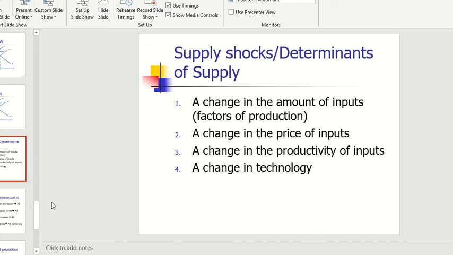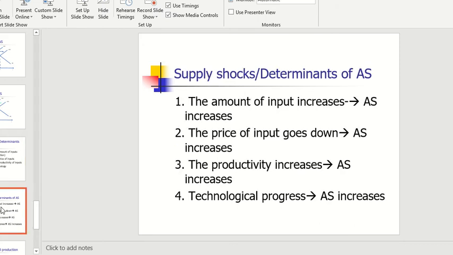It's likely to increase, right? Holding everything else constant, this is likely to lead to an increase in the amount of goods and services that are produced in this small town. So in other words, as the amount of input increases, we are likely to see an increase in aggregate supply.